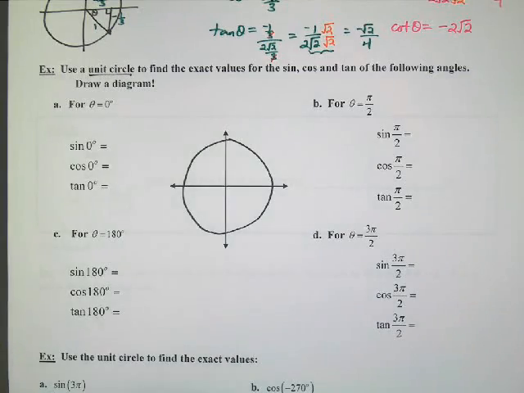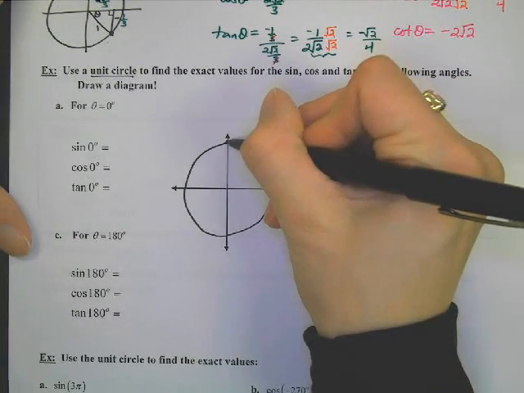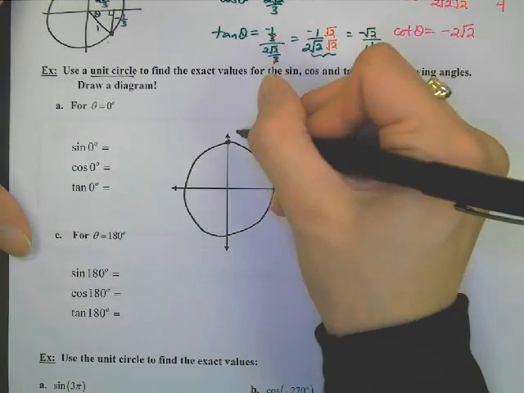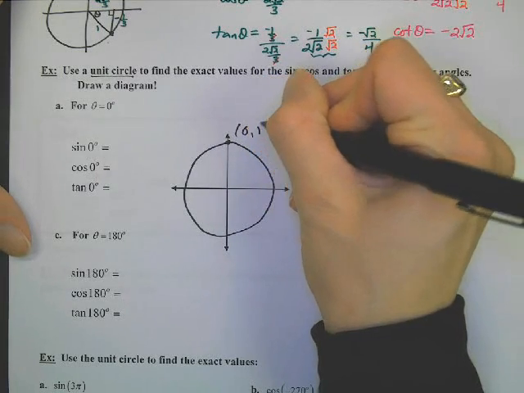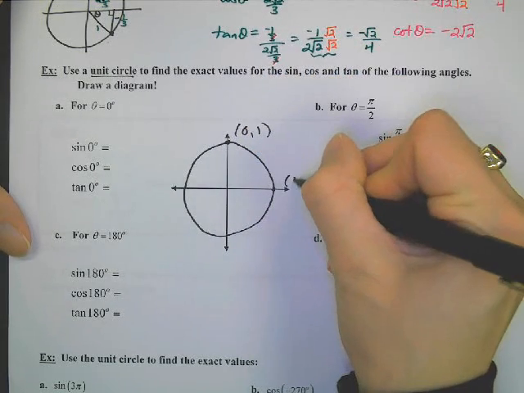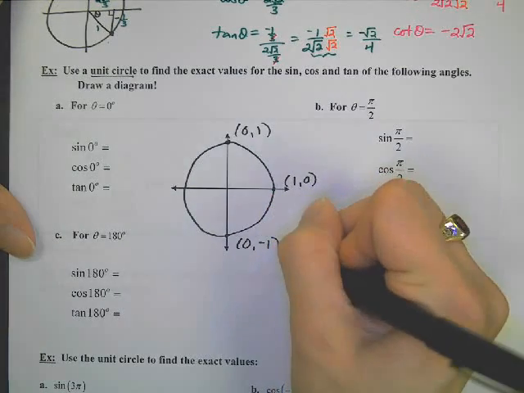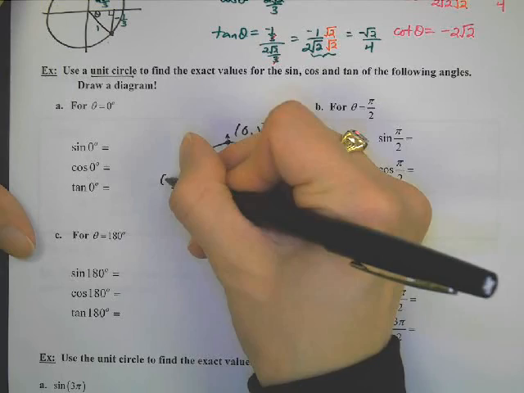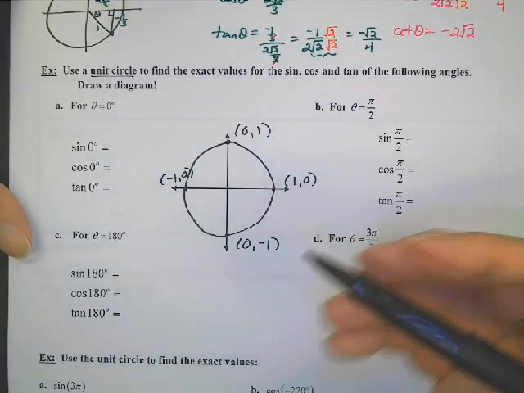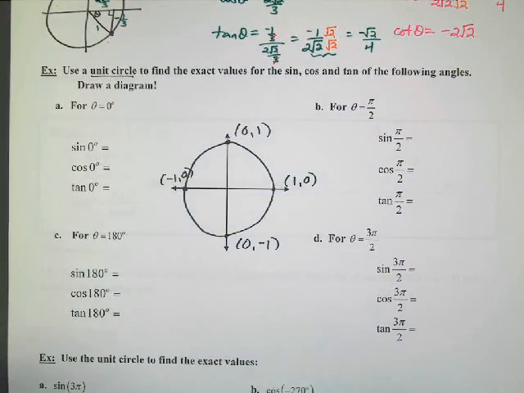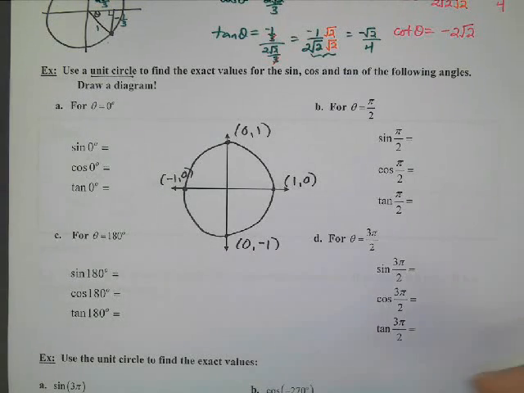Okay, so let's go ahead and label some of these points. The point that is due north has what kind of coordinates again? 0, 1. East is 1, 0. Due south is 0, -1. Due west is -1, 0. You have to be careful with these because sometimes people switch the 0 and the 1.